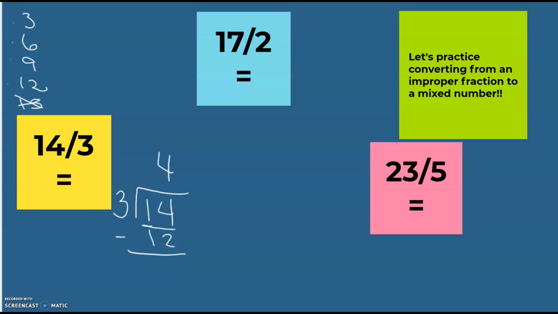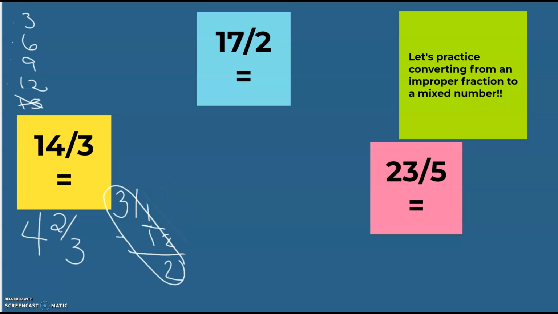And then I'm going to subtract. 14 take away 12 is going to be 2, and I can't make a group of 3 with 2. Now, instead of this being your remainder, this part becomes your last fraction. So you're going to have 2 thirds, because this is my numerator and this is my denominator. So 14 thirds will convert to be 4 and 2 thirds.